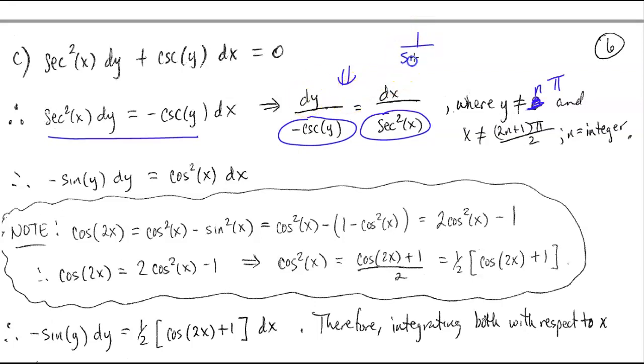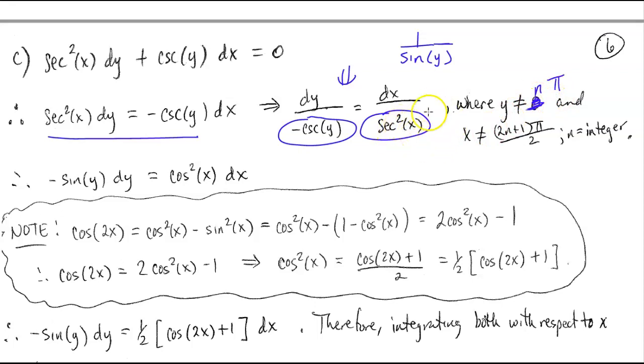So if I had 1 over sine y, we know that sine of y is going to equal 0 whenever y is either 0 or pi or 2 pi, 3 pi, 4 pi, just integer multiples of pi, regardless of whether they're positive or negative. So we want to keep that in mind.